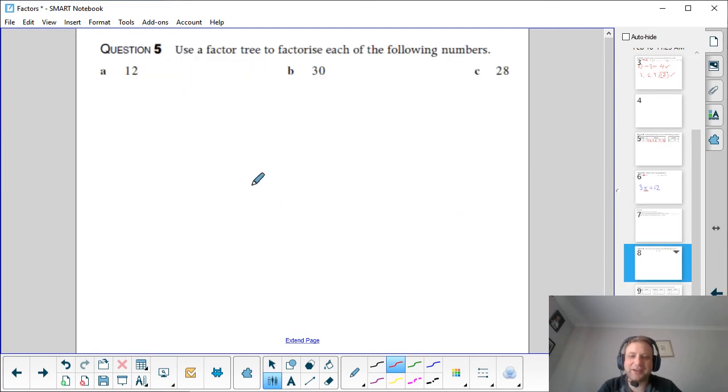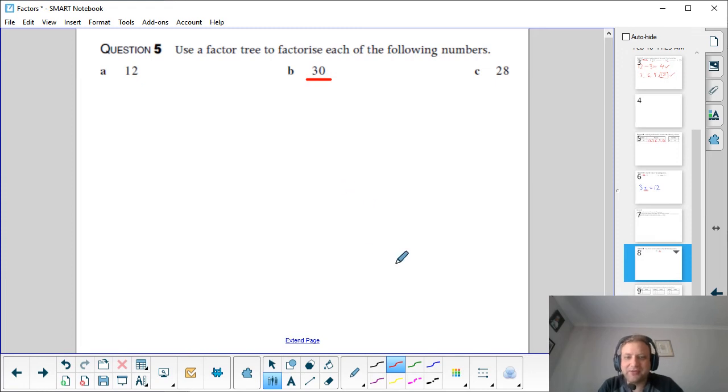Question 5. Question 5 is a bit spicy for some people. What we've got to do with question 5 is use a factor tree to factorize the following numbers. That means we're breaking these numbers down into their smallest possible parts. We're actually breaking them down into prime numbers. So you probably don't remember doing this in term 1, but you did. So I'm going to show you an example. I might just choose B so you can do the other ones.